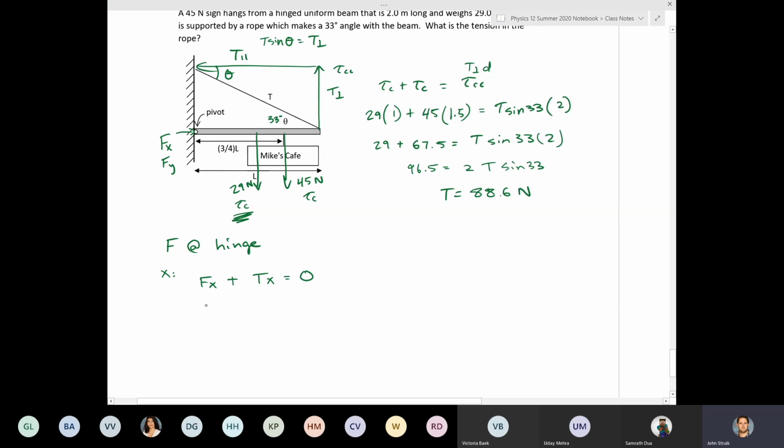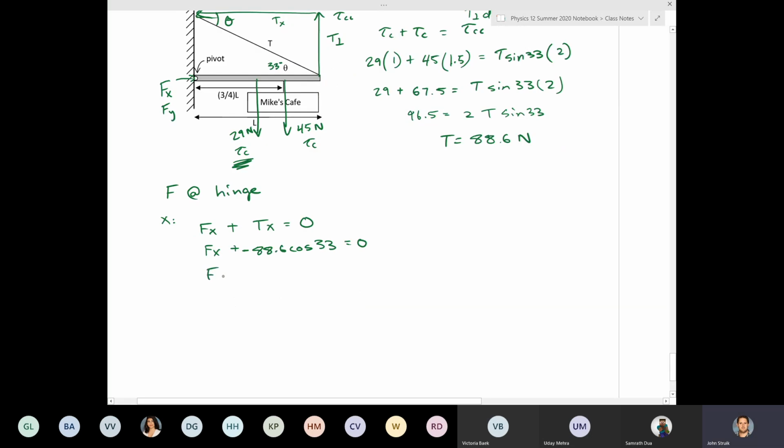So if I do it that way, Fx, whatever it is, plus Tx. I made it T parallel, but it's Tx. T perpendicular was T sine theta, which means Tx or T parallel is going to be T cos theta. So this is going to be 88.6 cos 33 equals 0. I also have to make this negative, because it's going to the left. So if we do that, cos 33, then we get Fx equals positive 78.9 newtons.